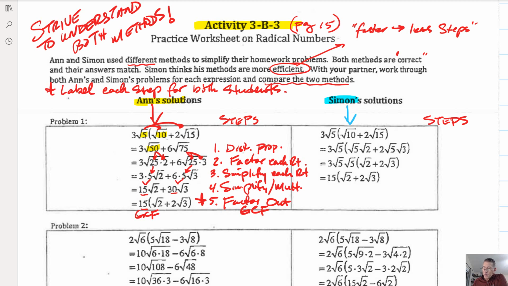He didn't distribute through. No, he didn't. He simply factored first. And then, so look at this. Root 10 is root 5 times root 2. Root 15 is root 5 times root 3. So he factored each root first. All right, so let's say factor first. Step 2, look at that. He's only got 3 steps. He's more efficient.